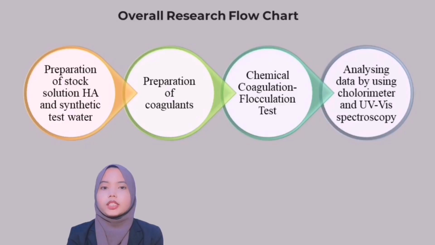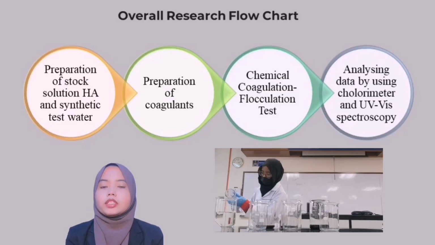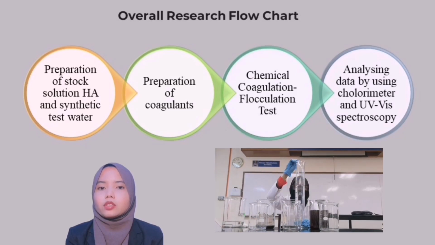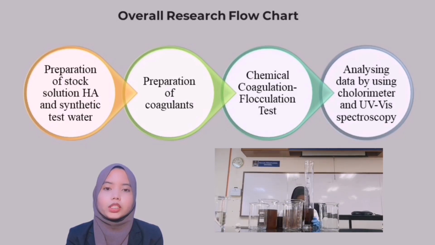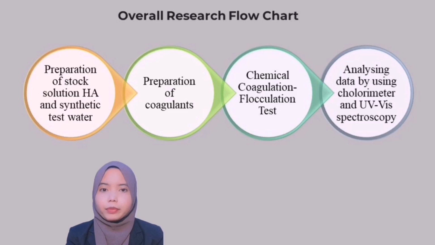The methodology. The synthetic test water was prepared by diluting 400 ml of humic acid salt solution to 4 liters with distilled water. Next, the coagulants were prepared based on each of the amount weighed and diluted with 100 ml deionized water, except polyaluminium chloride.